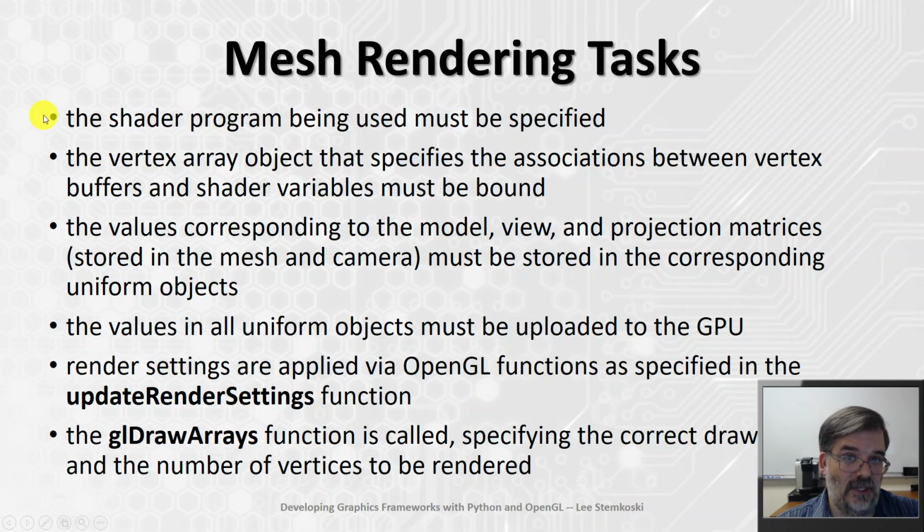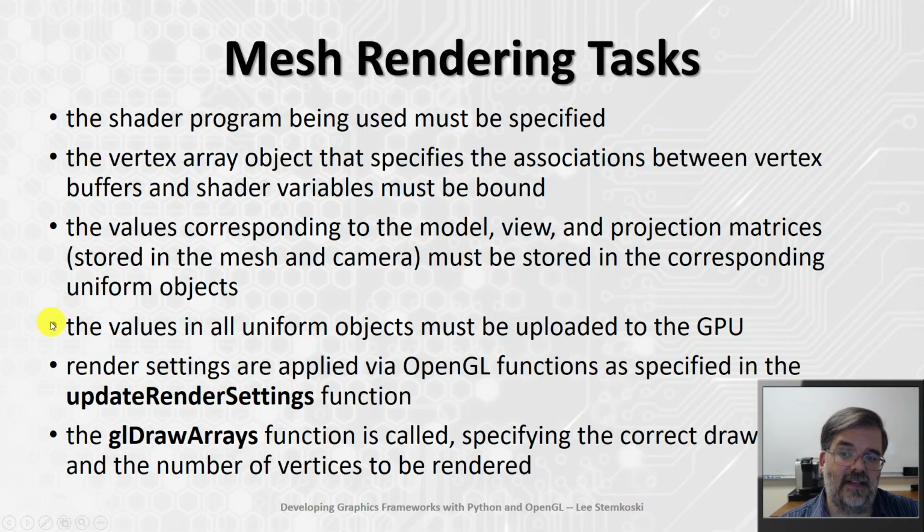We have to specify the shader program being used to render an object. We need to bind a vertex array object. That ensures we're using the correct vertex buffers. Whatever values are currently in the model, view, and projection matrices, we need to copy those into uniforms. Right? You might recall that the values of those matrices are stored in the mesh and the camera. The mesh has a model matrix. The camera stores view and projection matrices, but those values need to get into the uniforms of the material. So at this step, we'll also perform that task.